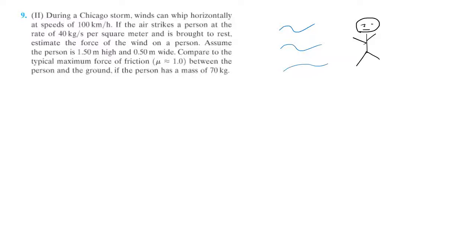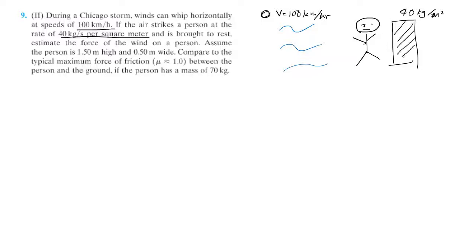So during the Chicago storm, winds can whip horizontally at speeds of 100 kilometers an hour. V is 100 kilometers an hour. This is gonna suck because it's not in meters per second, so we got to do a little bit of converting here. If the air strikes a person at a rate of 40 kilograms per square meter, which sucks, right? Because 40 kilograms per square meter, that's not the person, that's like this generic space. So we'll need to do some converting here. It's brought to rest. Estimate the force of the wind.